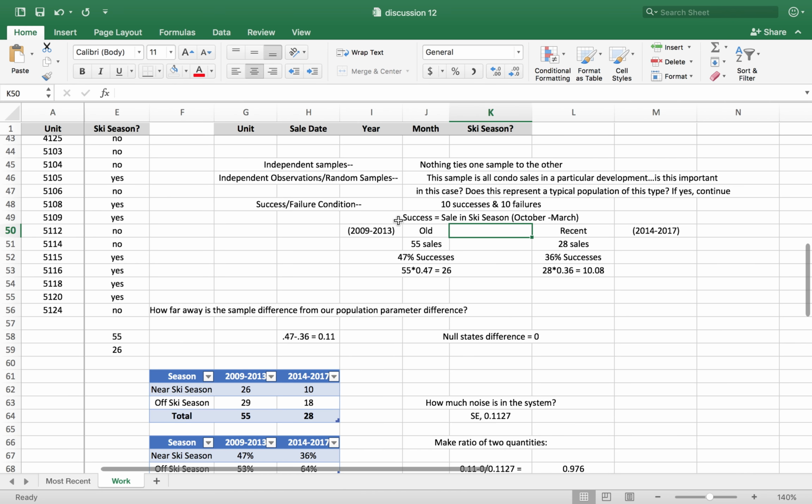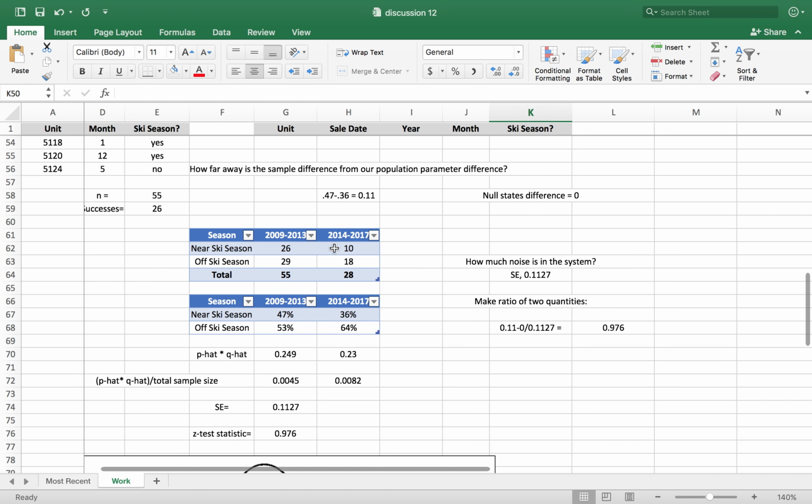In order to decide that, I made these little tables. I set up the number of near ski season sales, which was defined as October through March, and off-season sales, which were the remainder of the months. For my data, from copying and pasting wrong, I ended up with 26 in the ski season and 29, which ended up being a 47% success rate for old sales and 36% for recent sales.